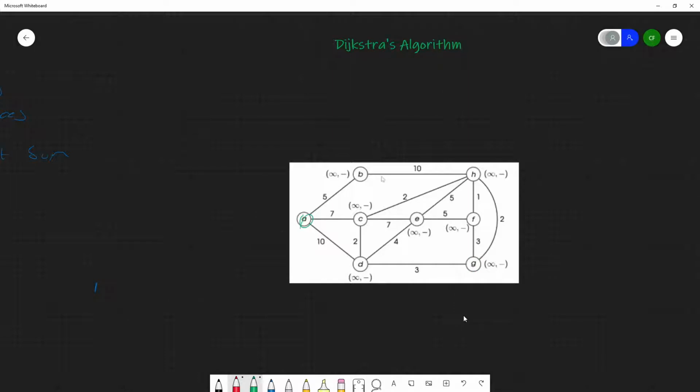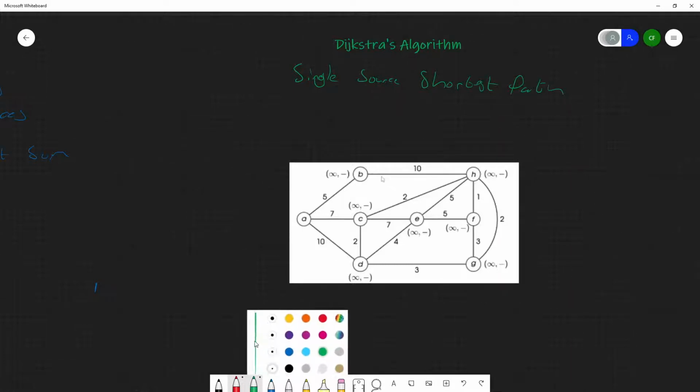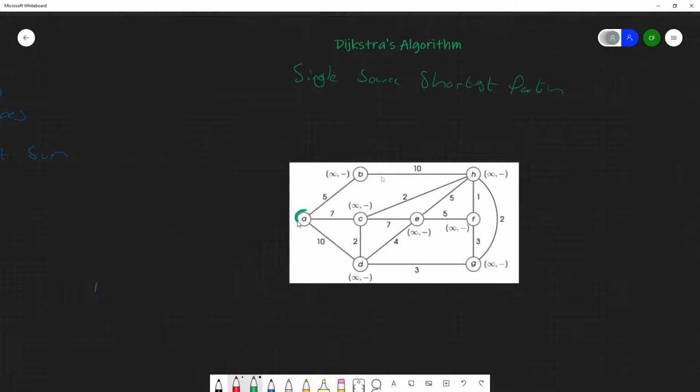However, it can also be used to find something called, there's a bit of a mouthful, so let me make sure I've got it right. Okay. Single source, shortest path. So the idea is here we choose a source. For this example, we are going with A.